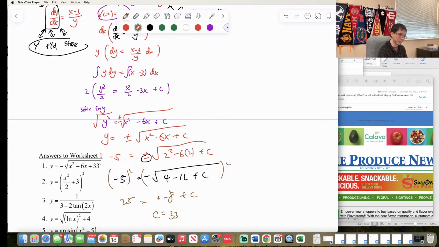Then I'm going to plug it back in. I'm going to say y is equal to negative version of x squared minus 6x plus 33. That's my y. This is my initial conditions.